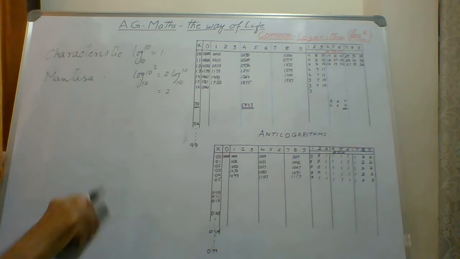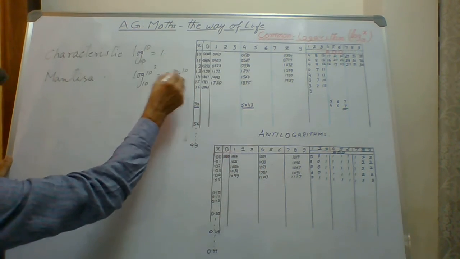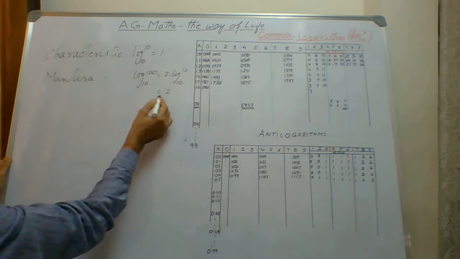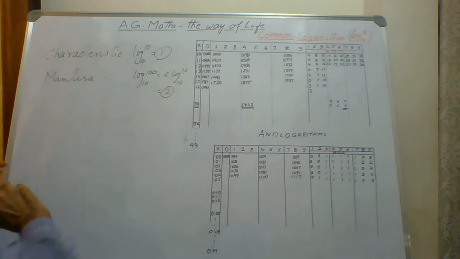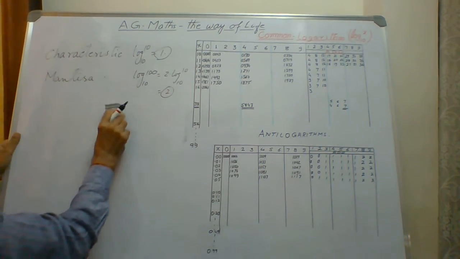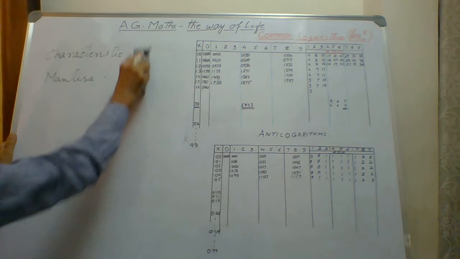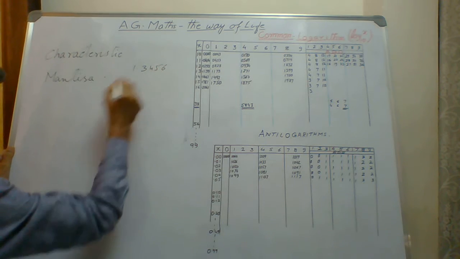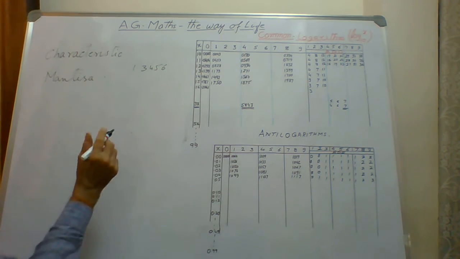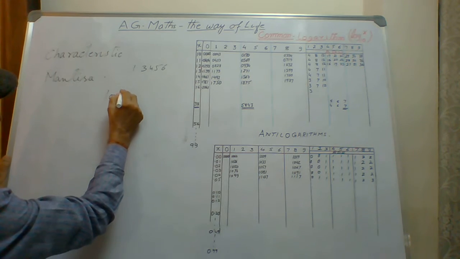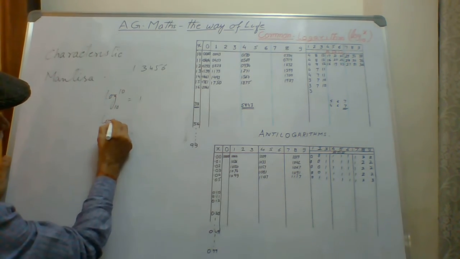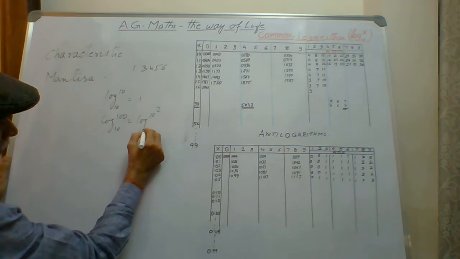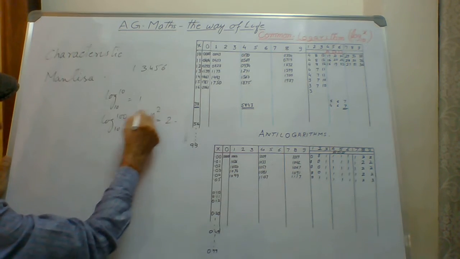But if there is a number between 10 and 100, the value will lie between 1 and 2. It is no more exactly 1 or 2. Those values will be 1 point something, like 1.3, 4, 5, 6, instead of 1 or 2. As I told you, log of 10 base 10 is equal to 1, and log of 100 to the base 10 is nothing but log of 10 squared base 10, which is equal to 2. This 2 will come in front.